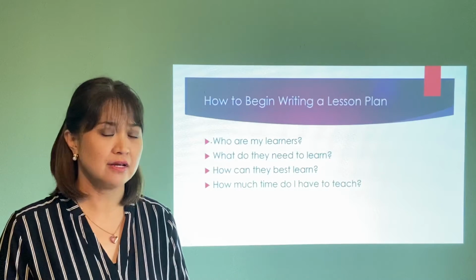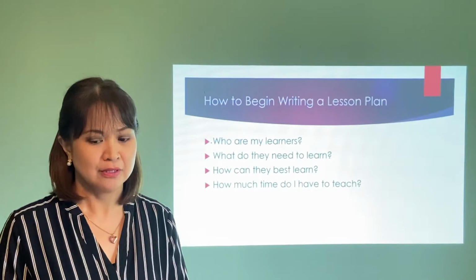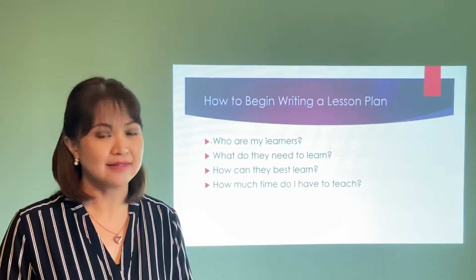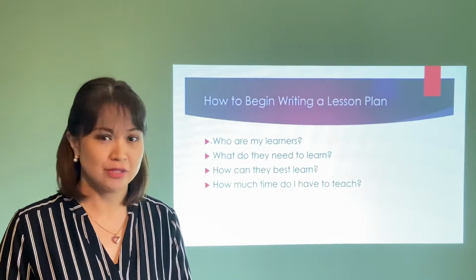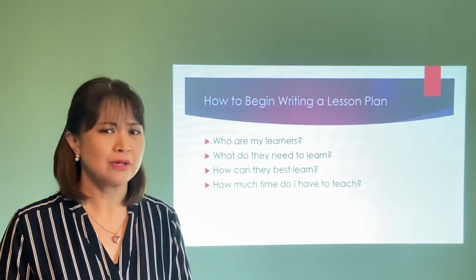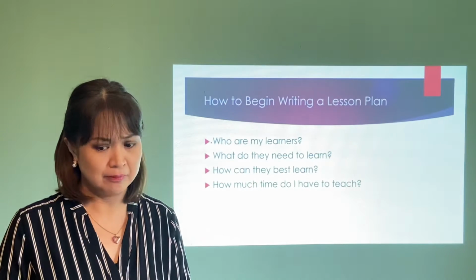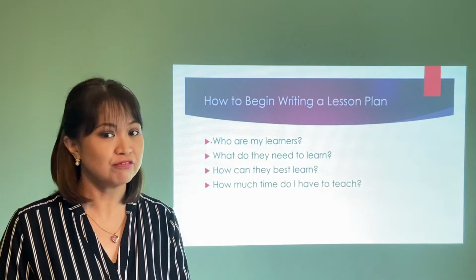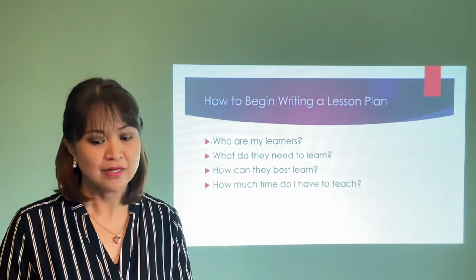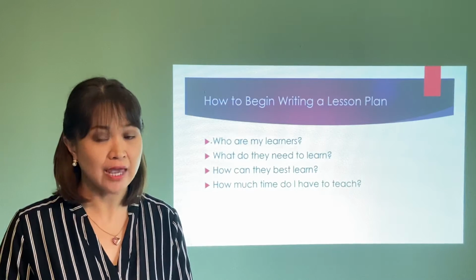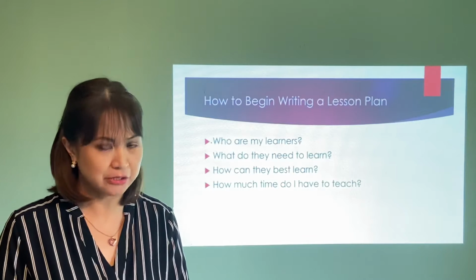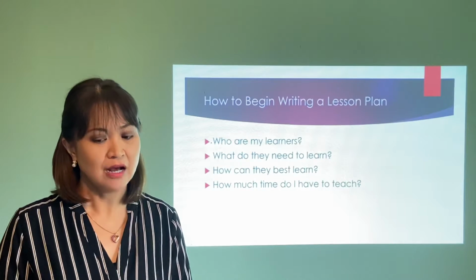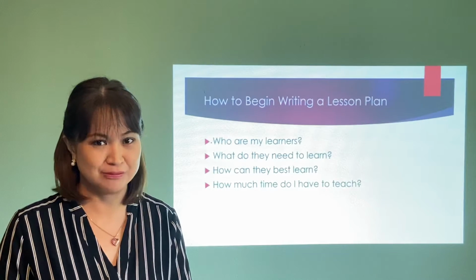Number one, ask yourself, who are my learners? That includes their age level, their characteristics, what they can and cannot do, what they know and do not know. Next, you need to ask yourself, what do they need to learn? And in order for you to know that, you need to know where to go in the TEKS to find the objectives for your students. Then you ask yourself, how can my students best learn a particular topic, skill, or attitude? And then lastly, ask yourself, how much time do I have to teach?